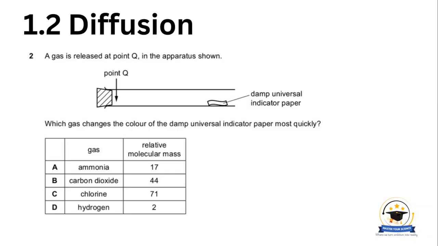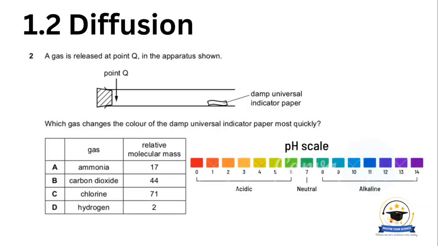This question, also taken from the specimen paper, says a gas is released at point Q in the apparatus shown. Which gas changes the color of the universal indicator paper most quickly? From our understanding of diffusion and the kinetic particle theory, we know that the gas with the lowest relative molecular mass will diffuse fastest. However, the key thing to note here is that the question is asking which gas will not only diffuse the fastest, but also change the color of the universal indicator paper.